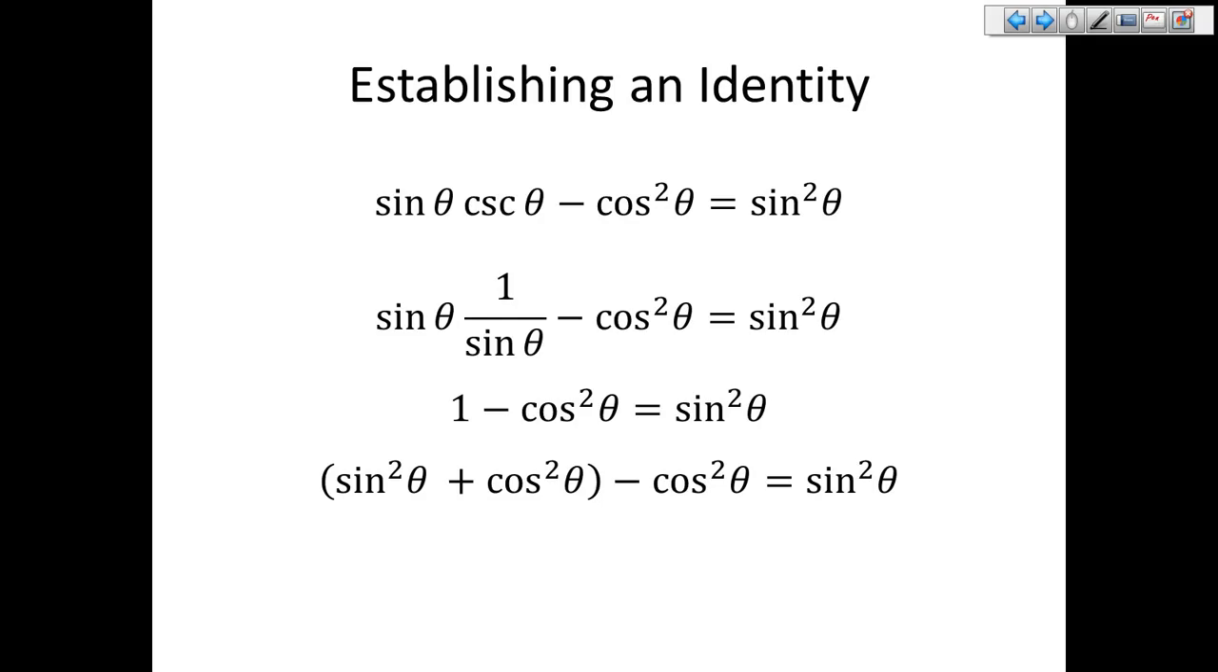Now, how do you know when to do this? It's experience. Years of experience have led me to make some really great decisions when establishing identities. But it's just something you've got to get used to. So now I've got a plus cosine squared theta minus cosine squared theta. Shaboom, they cancel out. I've got sine squared theta equals sine squared theta. That identity has now been established. It's been proven to be true.